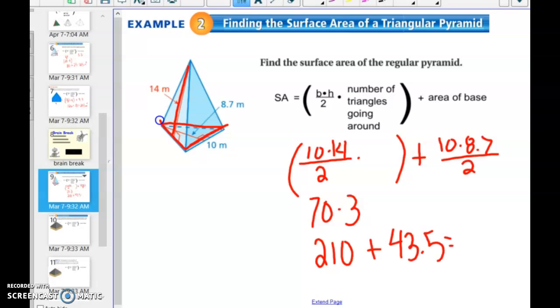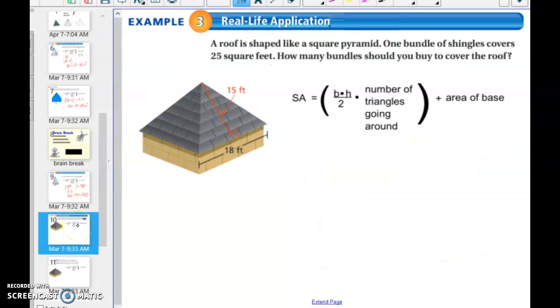So I would add those two parts together, and I would get a surface area of 253.5 meters squared. All right, a real-life application for this. A roof is shaped like a square pyramid. One bundle of shingles covers 25 square feet. How many bundles would you buy to cover the roof?